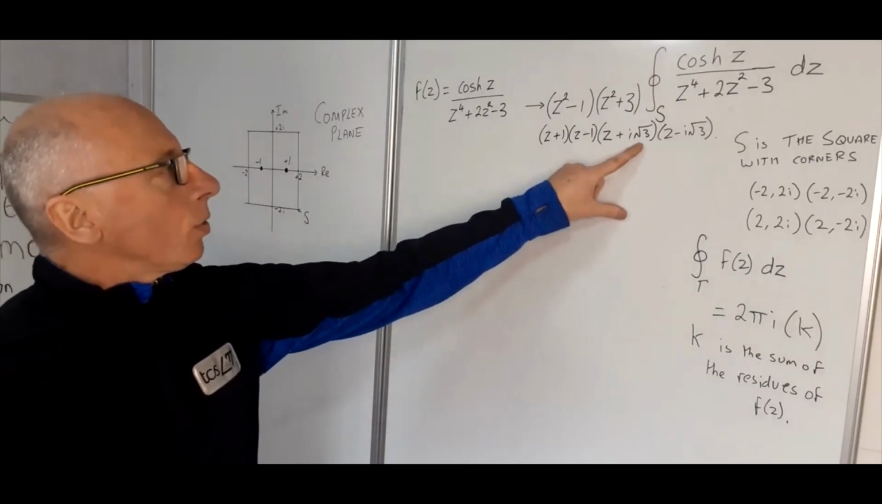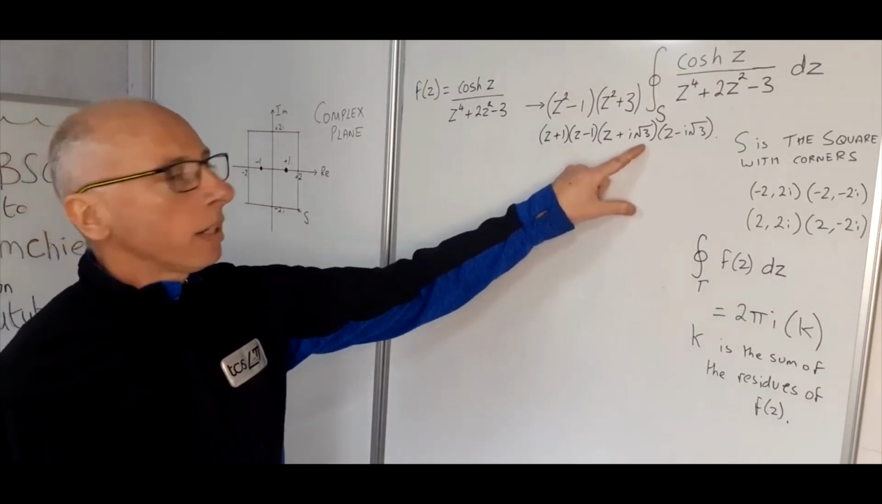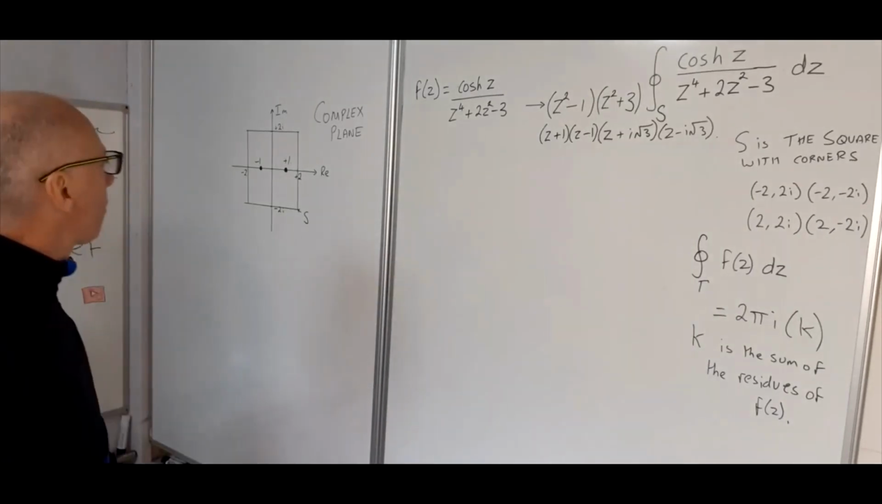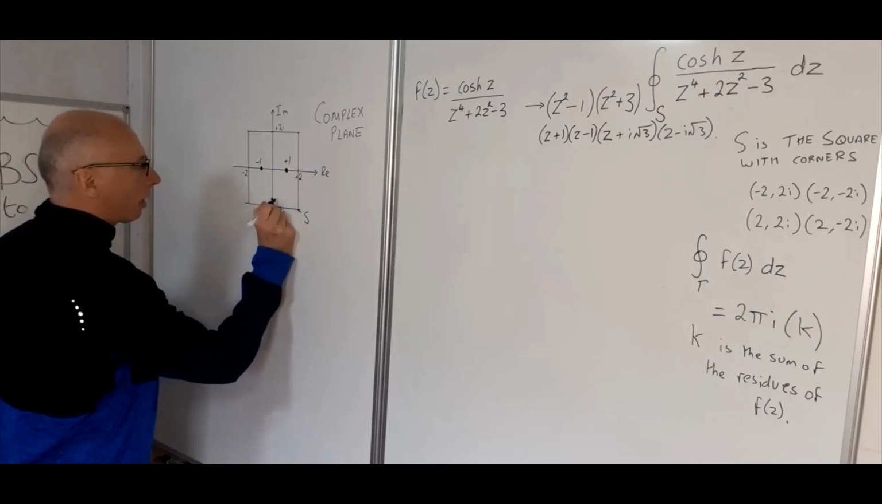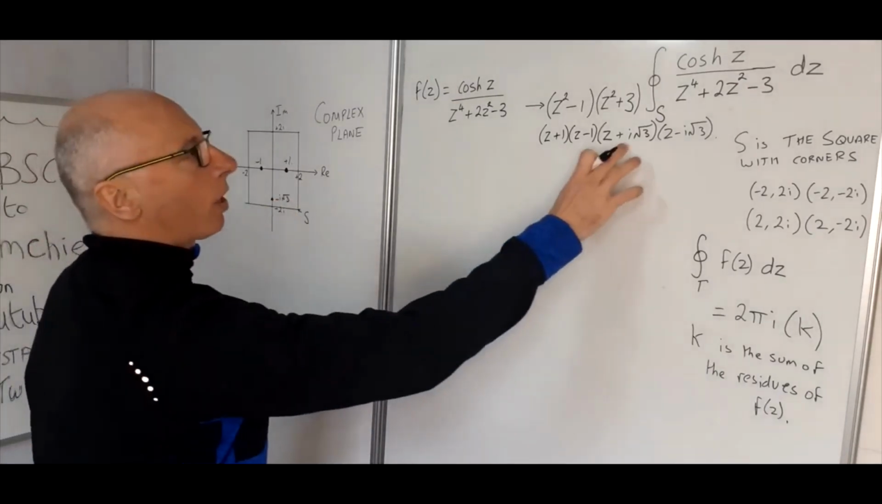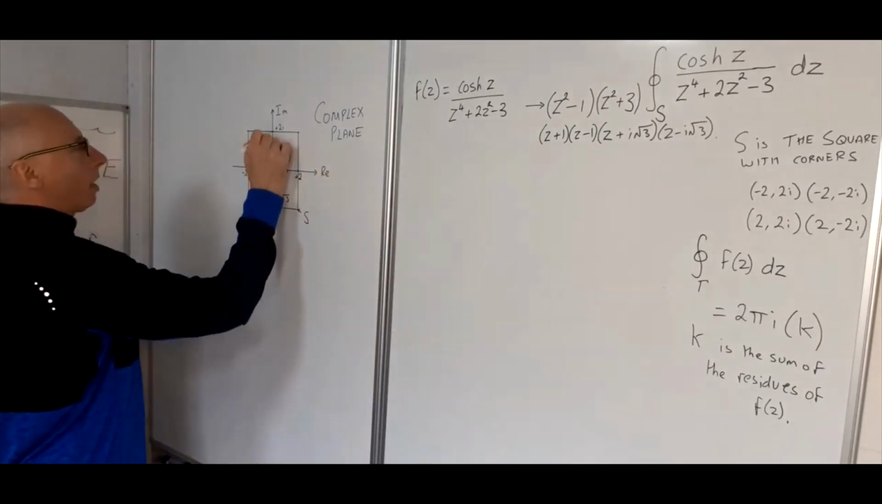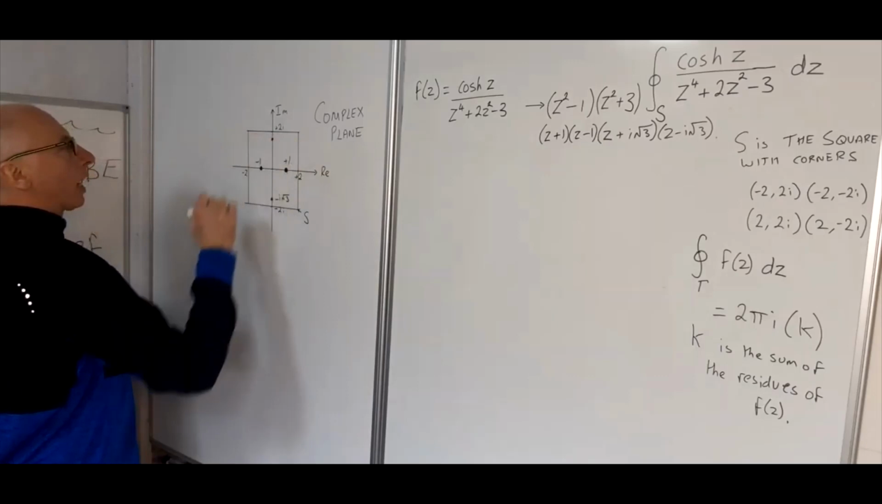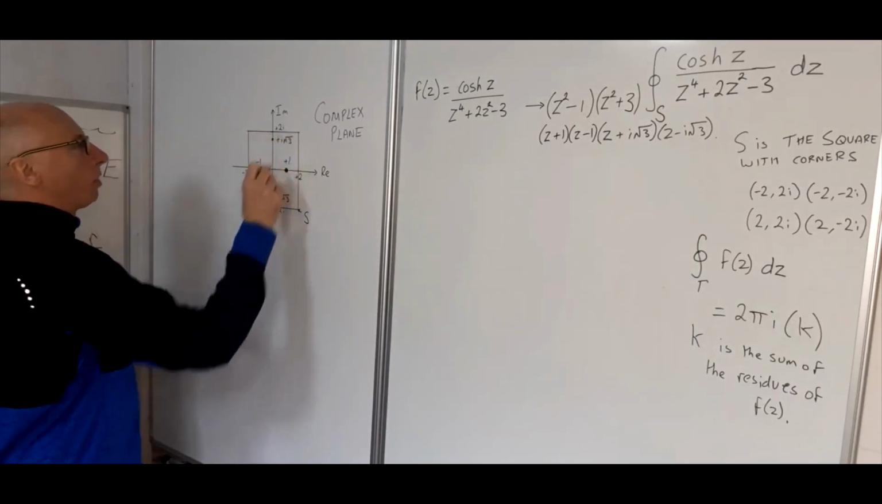Plus i root 3, so that means this one will be a singularity at minus i root 3. So that's going to be somewhere around about here. So minus i root 3. And then this one, obviously, because it's a minus, that's a plus. The other one is going to be reflected in the real axis. So that's going to be plus i root 3.